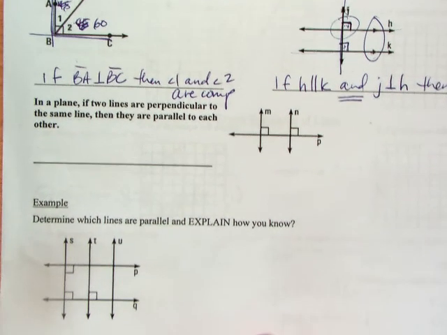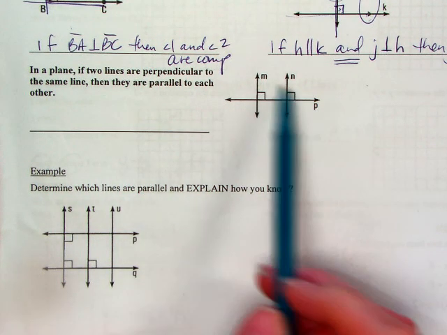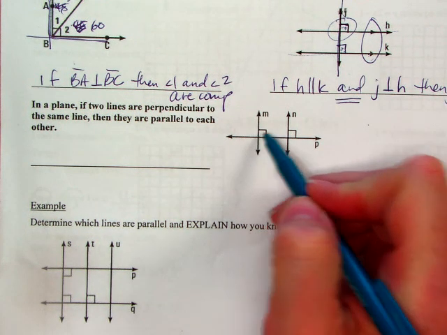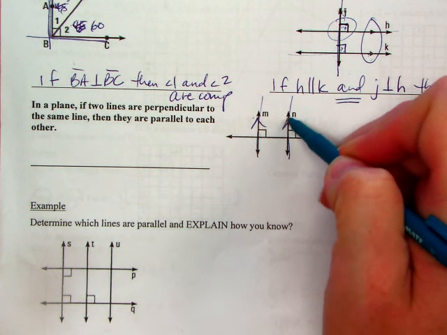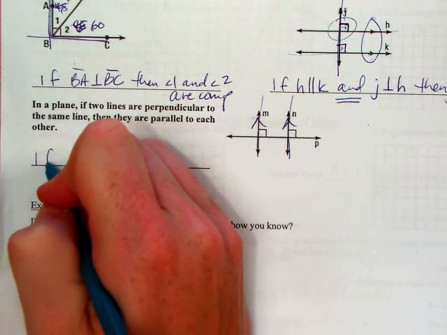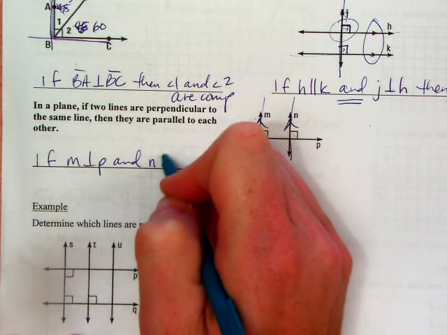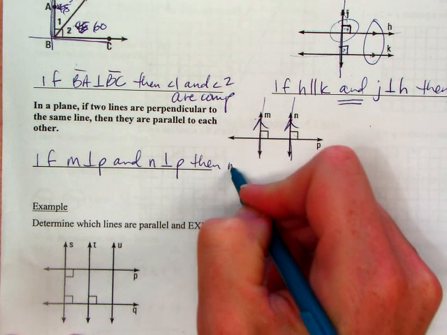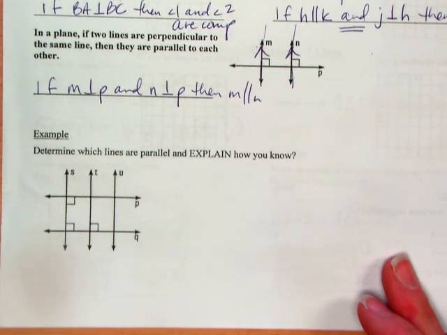Last one says in a plane, so if 2 lines are perpendicular to the same line, then they're parallel to each other. Kind of the opposite of this guy. If I have both of these guys being perpendicular, then they're parallel to each other. Then I can mark them as parallel. So if M is perpendicular to P, and N is perpendicular to P, so it's got to be perpendicular to both, then M is parallel to N. They're parallel to each other. Again, not a whole lot of new stuff, just kind of putting words around stuff we've already been doing.